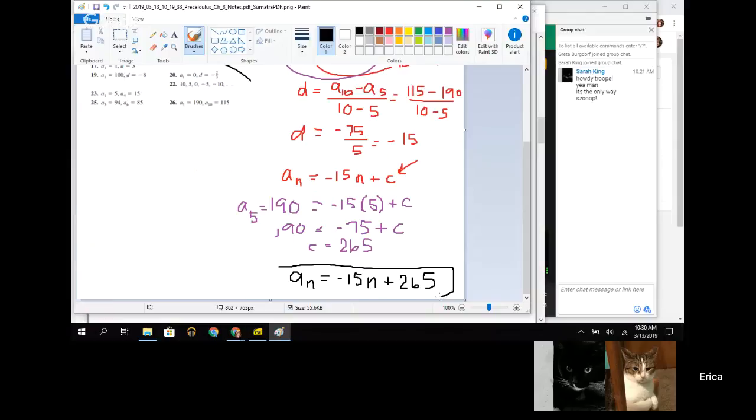So if you really wanted to double check that you did this right, you have another value, which is a sub 10. So if you put a sub 10 in here, which equals 115, if you put 10 in here, you should get 115. Okay, so if I do negative 150 plus 265, I end up with 115. So your equation works.